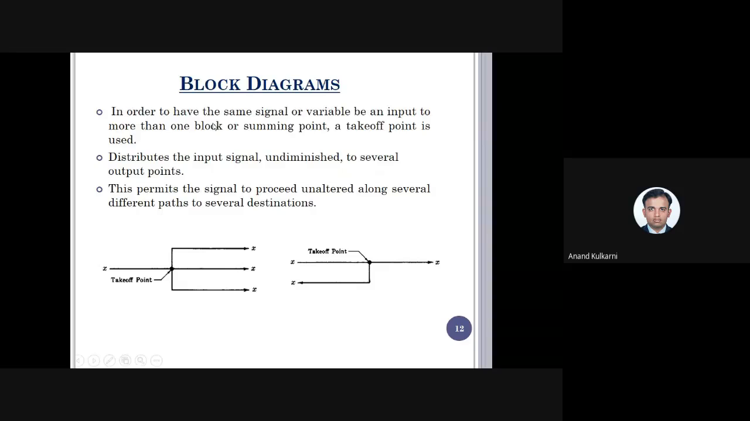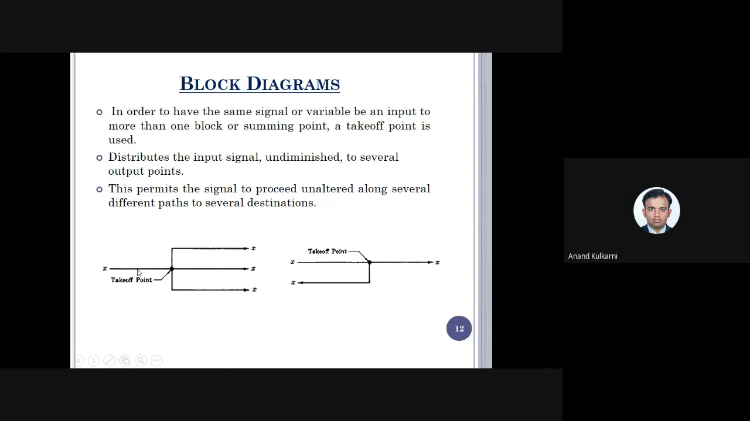Then what is the takeoff point? Just observe, some students get confused about what the takeoff point is. I will spare a few minutes here for your analysis or understanding. Now, in order to have the same signal or variable as input to more than one block or summing point, a takeoff point is used. Means what?